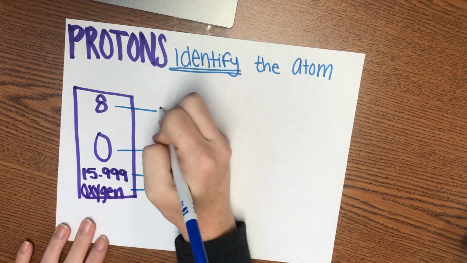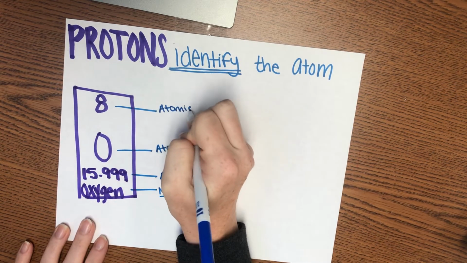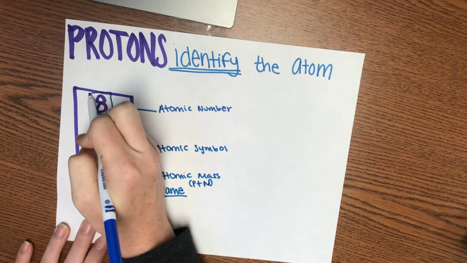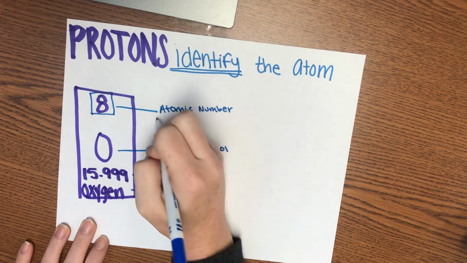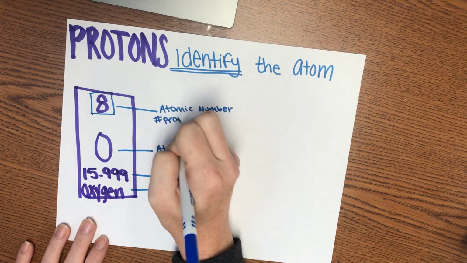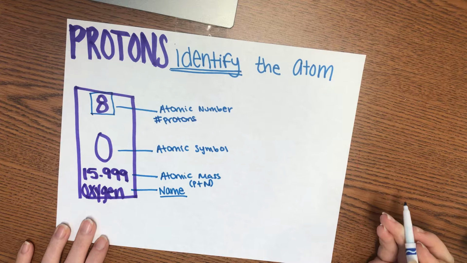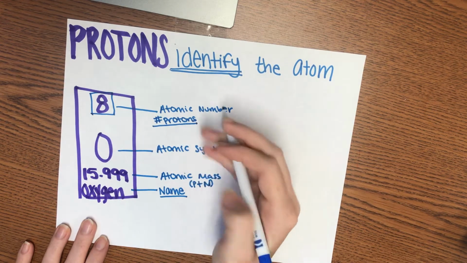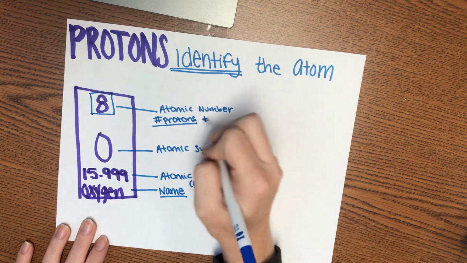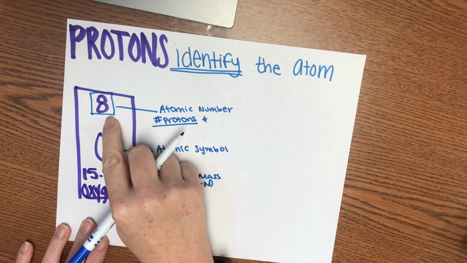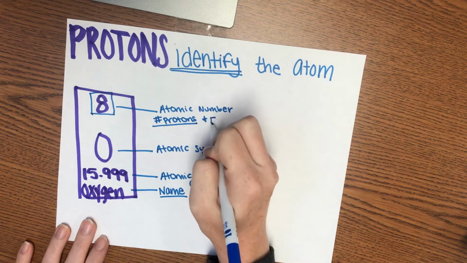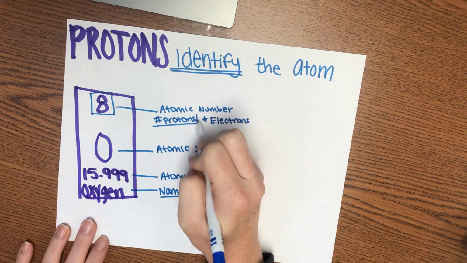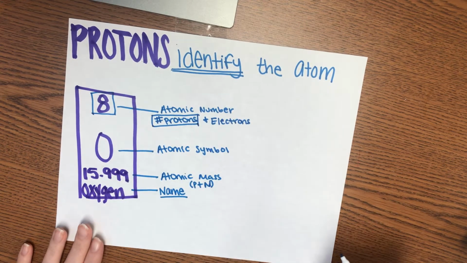And then at the very top, we have the atomic number. For today's purposes, we're really going to be focusing on the atomic number. The atomic number tells us the number of protons. Because we're only looking at neutral atoms, we know that if we have 8 positive particles, we're also going to have 8 negatives. So not only does the atomic number tell us the number of protons, but it also in a neutral atom tells us the number of electrons. But we're really going to focus on the fact that it tells us the number of protons today.